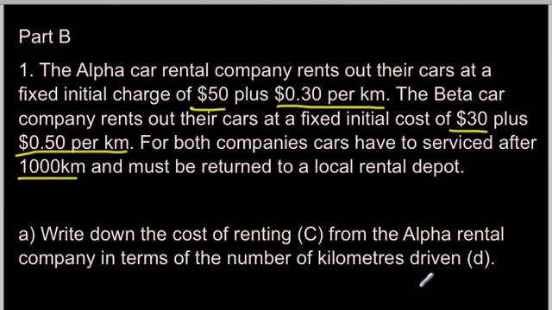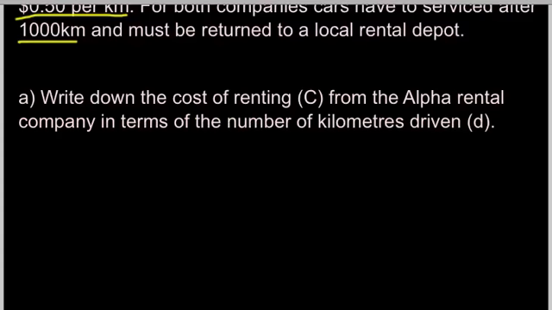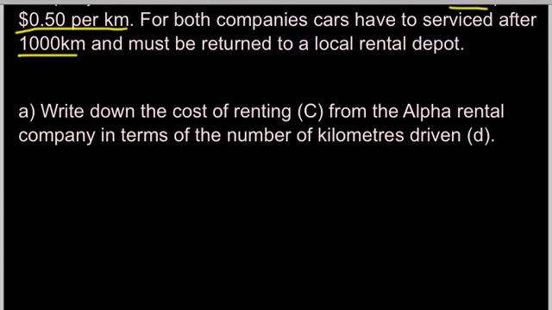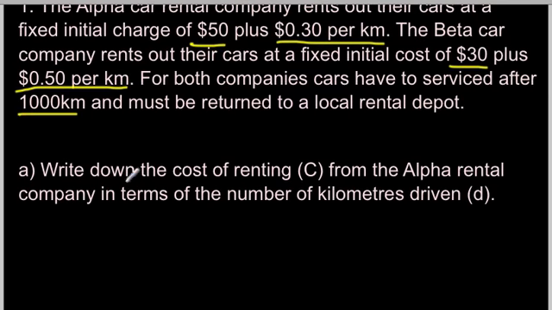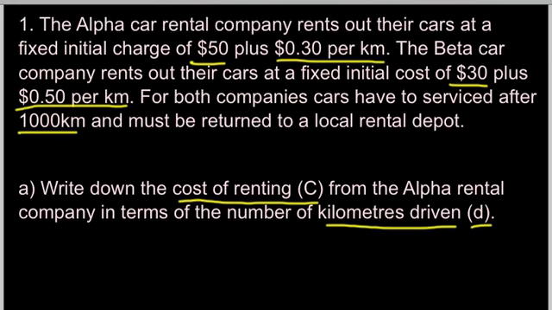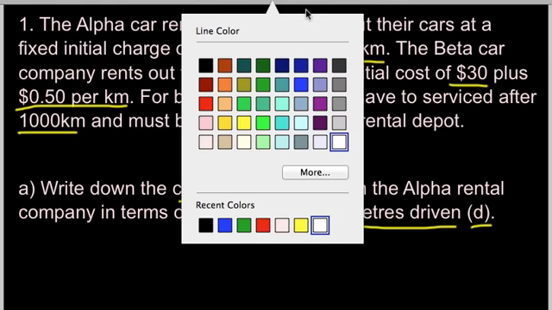Okay. So the first question says, I just need to extend the page a little bit. So the first question says, write down the cost of renting a car from the Alpha Rental Company in terms of the number of kilometers driven. So C is the cost right here, and D over here is the kilometers driven. So we need to write down an expression that expresses how much the cost would be depending on the kilometers driven.